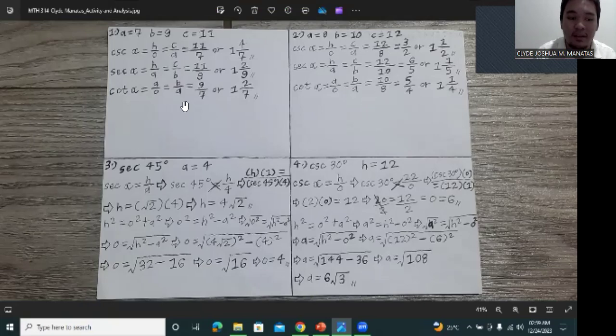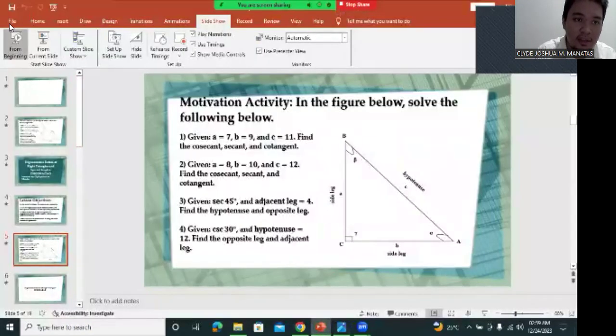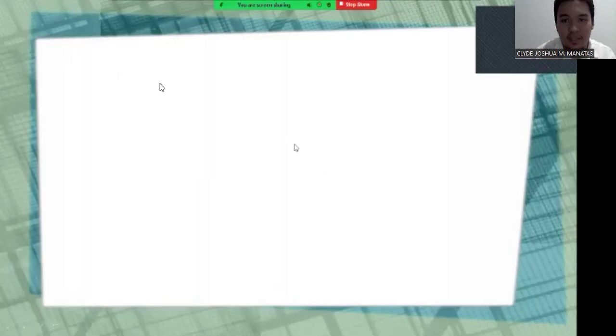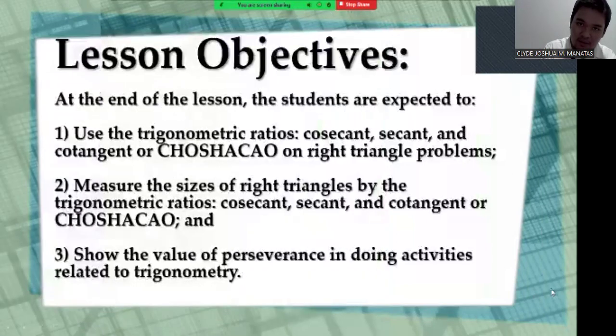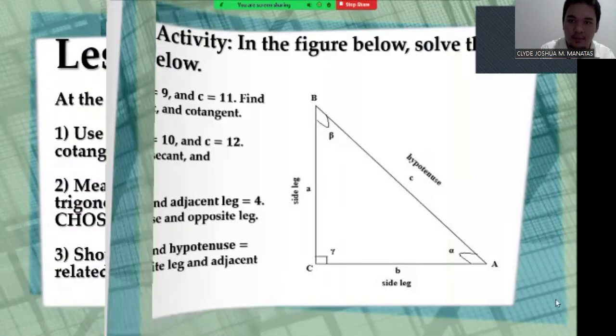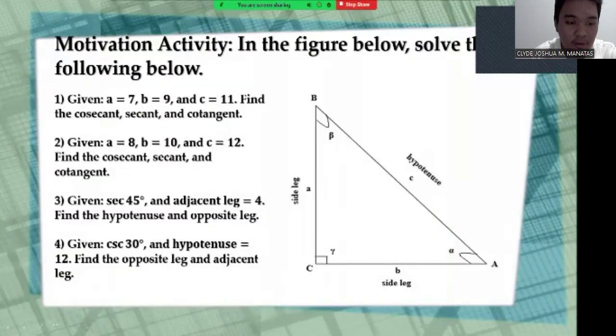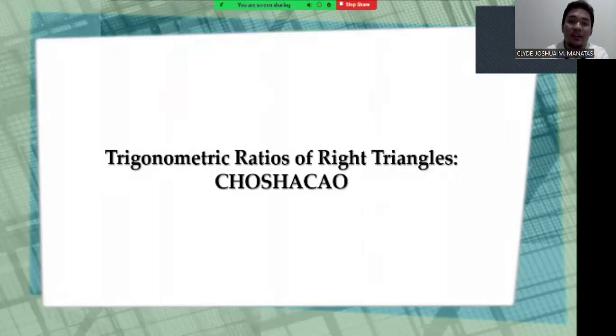Anyone? If none, then let's go now. Let's dig deeper into this lesson. Let's now have the lesson proper. So let's start with trigonometric ratios of right triangles.